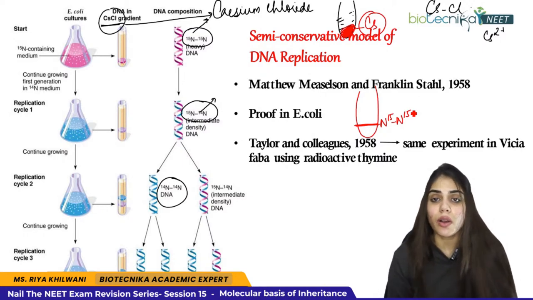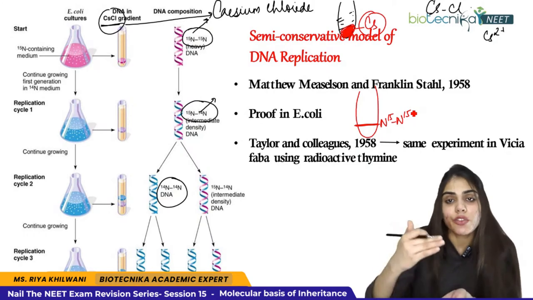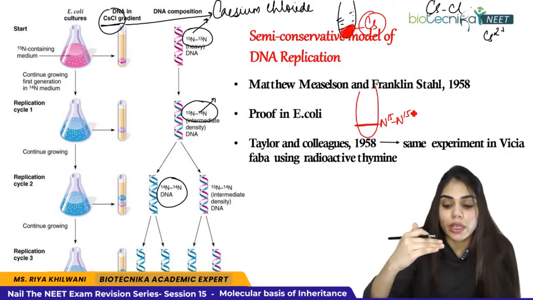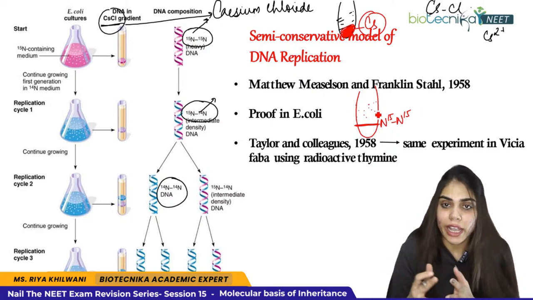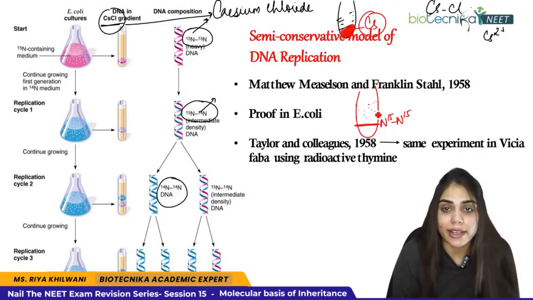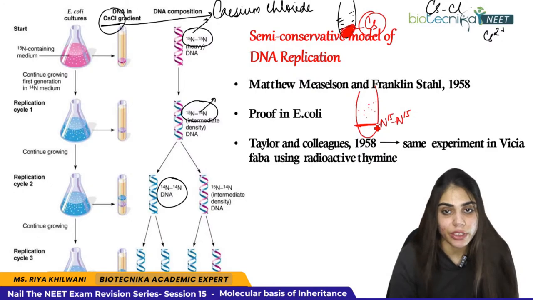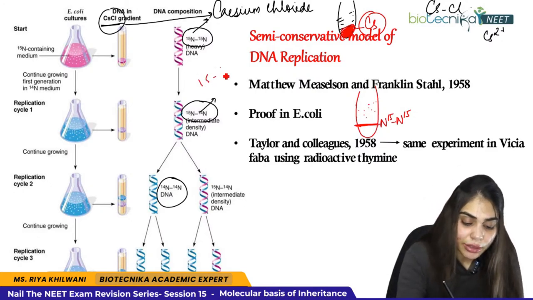Because the principle of centrifugation is that the heavy items in a cell will get settled at the bottom, and the lighter ones will be above, in the supernatant or in the liquid. Whatever heavy material is there, it will get settled at the bottom. So here you will get the thin band of N15 and N15. And what are the other combinations? N15 and N14, as well as N14 and N14 here.